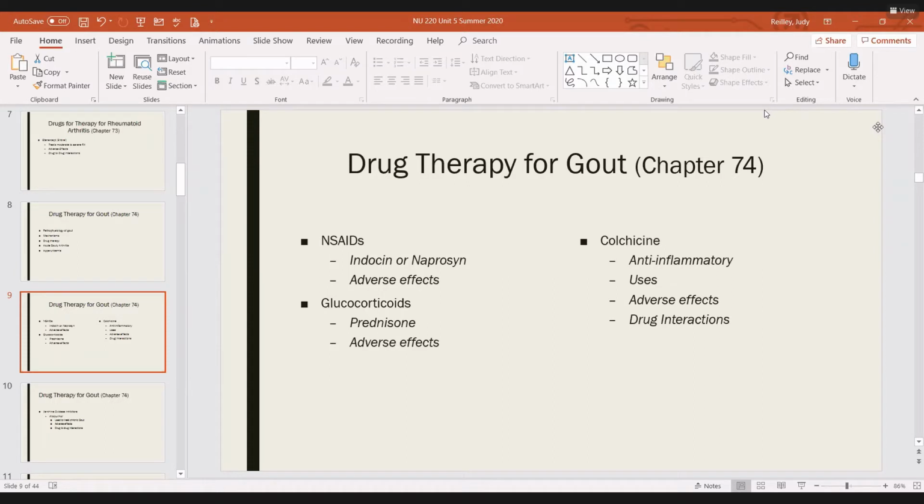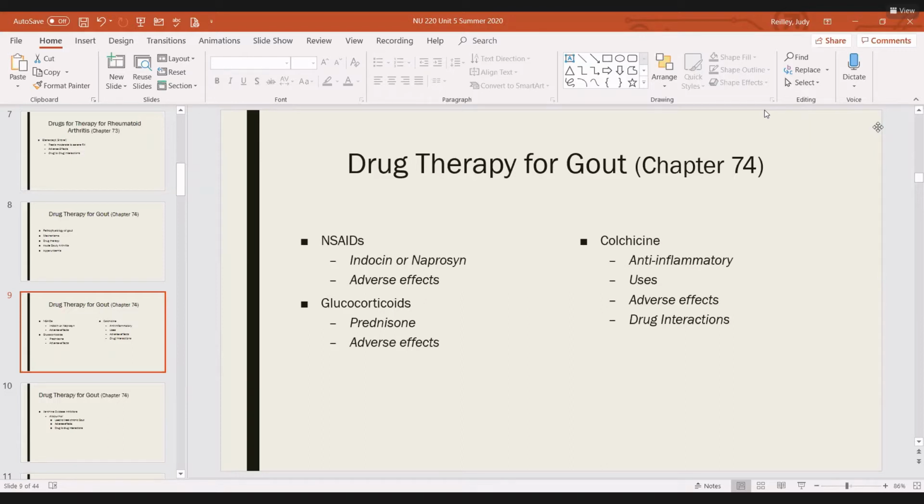When you look at the colchicine, you're looking at an anti-inflammatory that's prescription, used short-term for acute attacks, but then also is given to patients long-term to help prevent attacks.